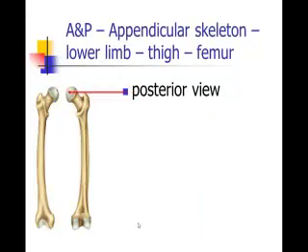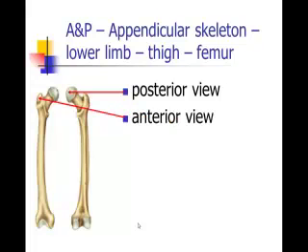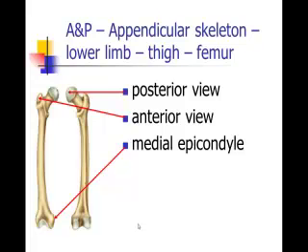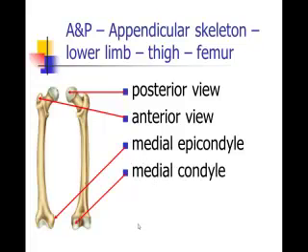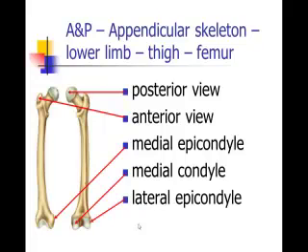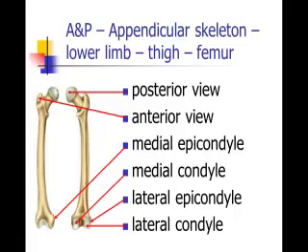Here we see both anterior and posterior views of a right femur. There's the anterior, there's posterior. So we have the medial epicondyle and the medial condyle. The medial condyle is going to articulate with the medial condyle of the tibia. And we have the lateral epicondyle and the lateral condyle. The lateral condyle is going to articulate with the lateral condyle of the tibia.